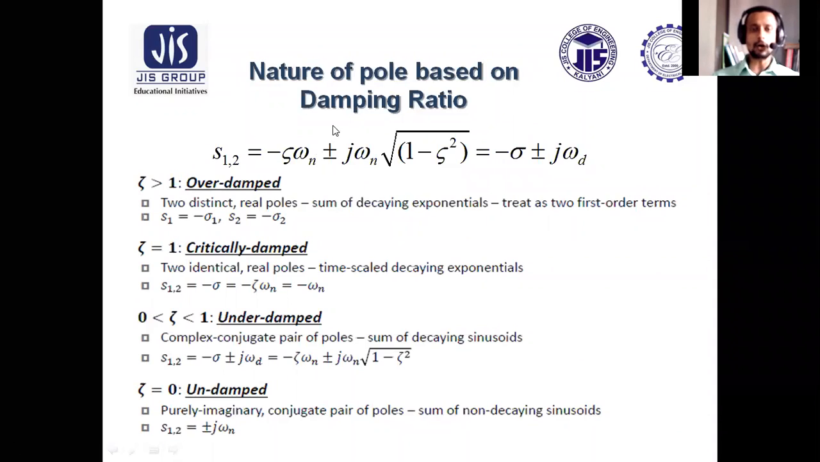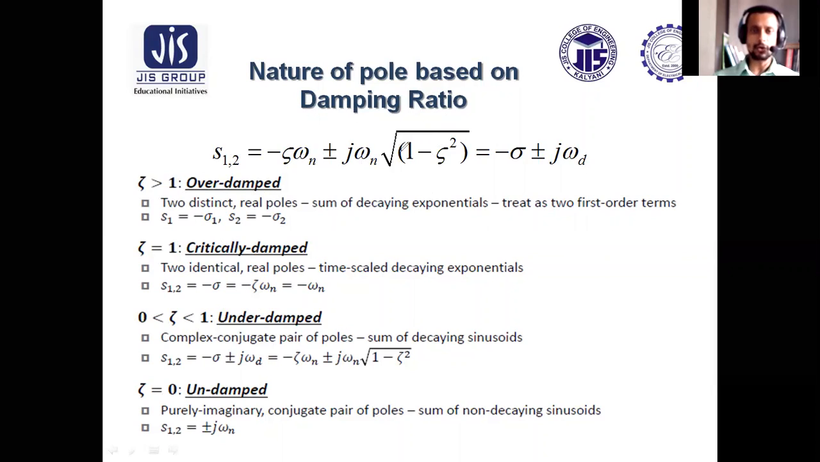Now, depending on zeta, the damping ratio, a second order system may be classified as overdamped, critically damped, underdamped, or undamped. If zeta is greater than 1, the system is termed overdamped. If zeta equals 1, it is critically damped. If zeta ranges between 0 and 1, the system is underdamped. And if zeta equals 0, the system is undamped. So how will the pole location differ depending on zeta? Let us discuss that.